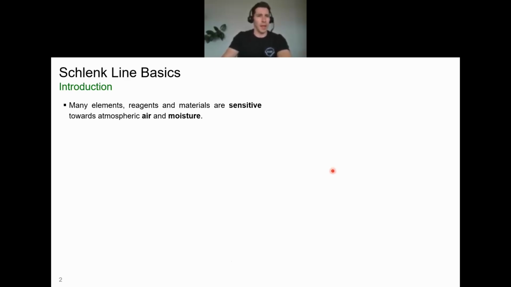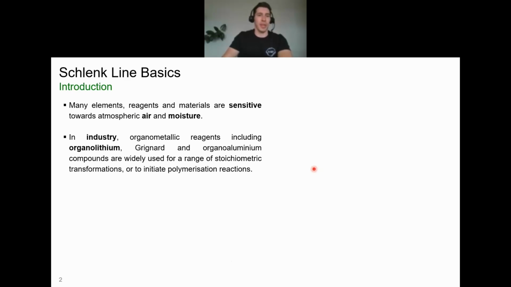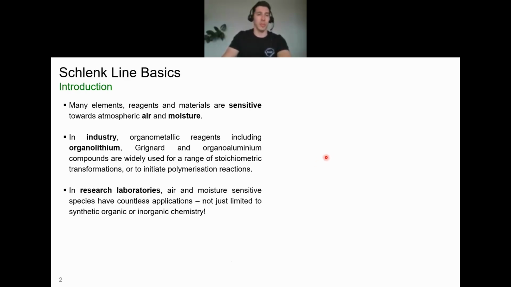safely. So as a classic example in industry, organometallic reagents are used on a day-to-day basis, such as organolithium compounds. They're used for a range of stoichiometric transformations in the pharmaceutical industry, or even in material science towards polymerization reactions. And of course, in research laboratories, we're using air and moisture sensitive compounds on a daily basis. It's not just limited to synthesis.